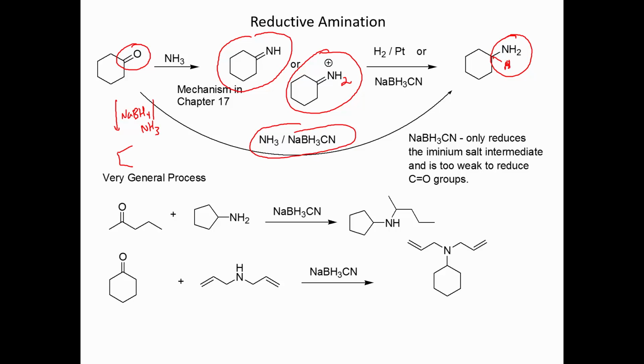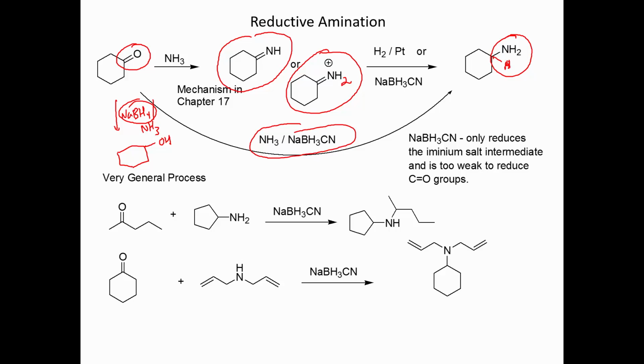It's very likely that you would produce a lot of this as an unwanted byproduct, right? Because sodium borohydride, we know, is reactive to ketones. So sodium cyanoborohydride has reduced reactivity relative to sodium borohydride, and it's too weak to reduce the C=O group. So you often see that used selectively in this process. It is used as the reducing agent in this process because it's very selective.